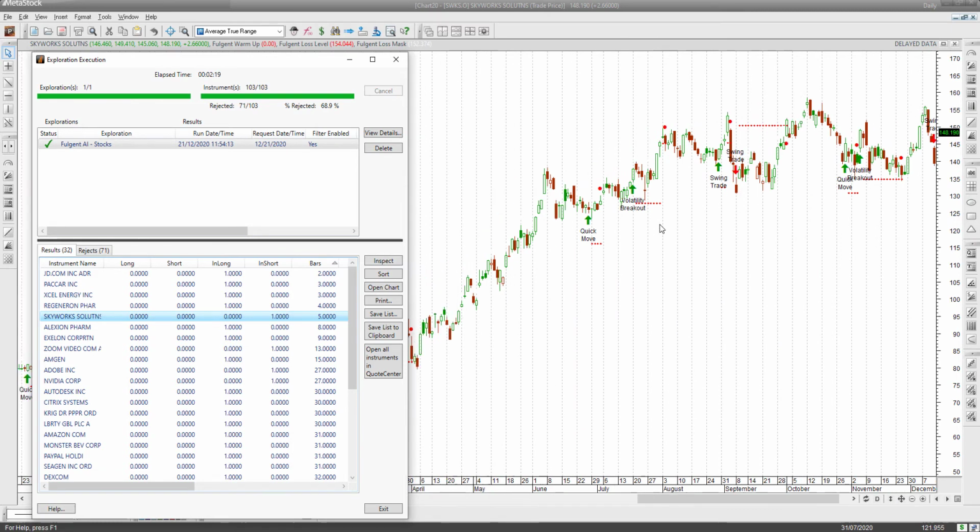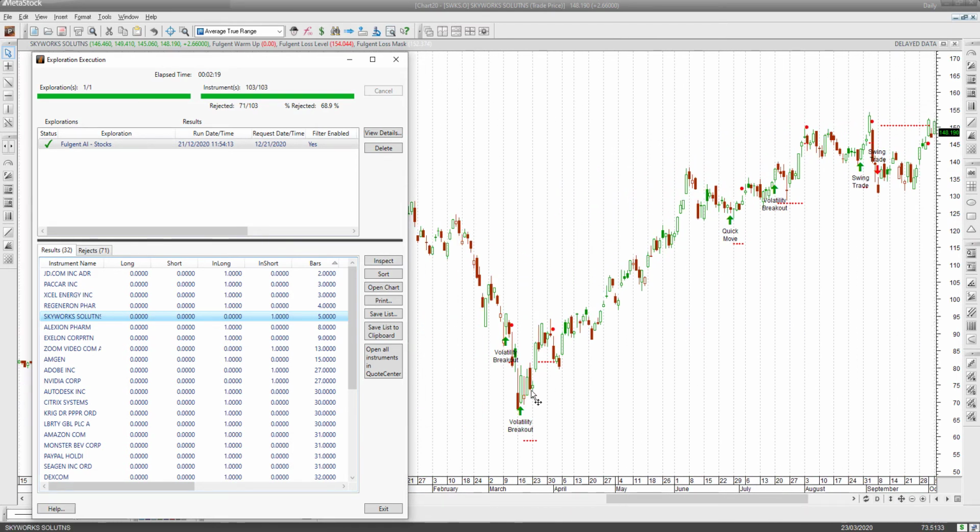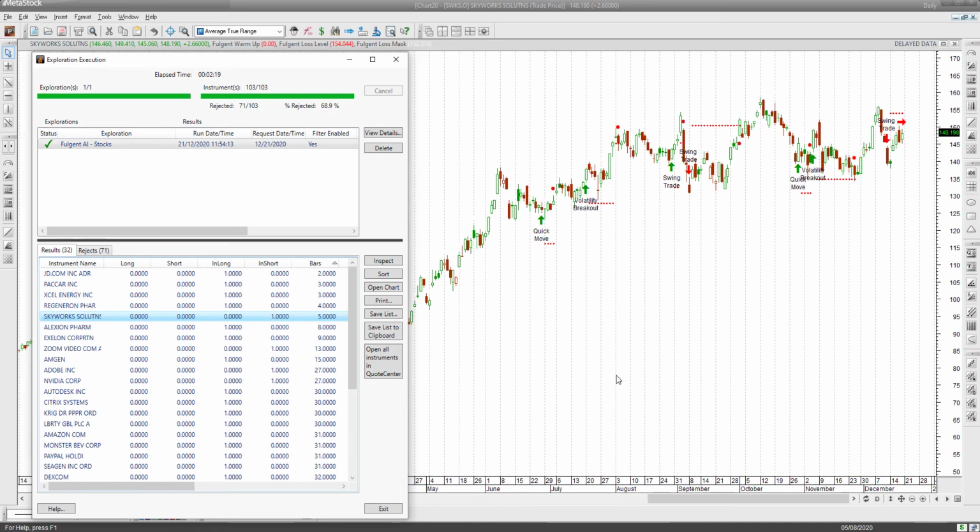So very choppy, this one. It had some really good signals in the March sell-off, and then a nice steady move, and now things seem to be a bit sideways there. So there's actually a short position in Skyworks.